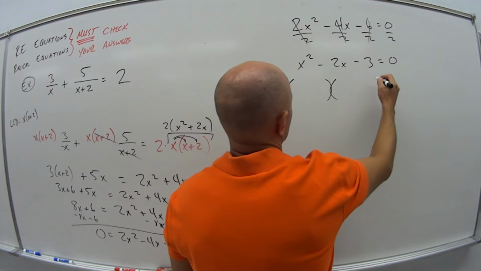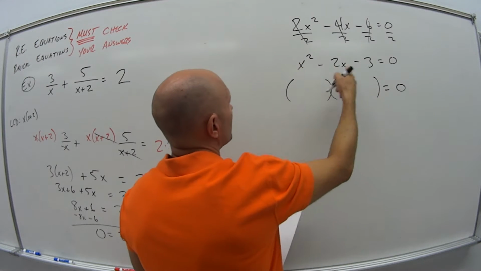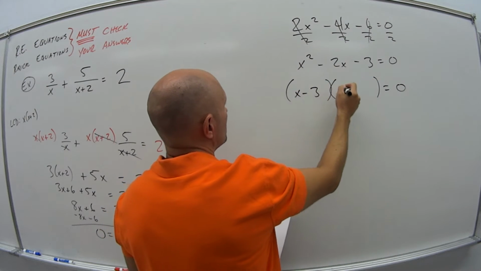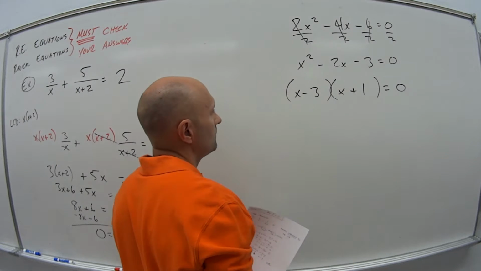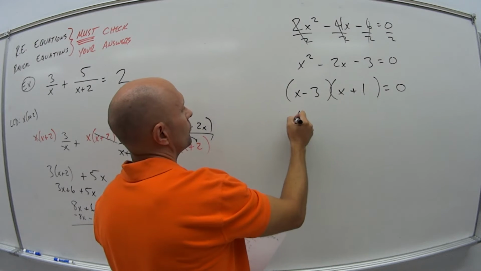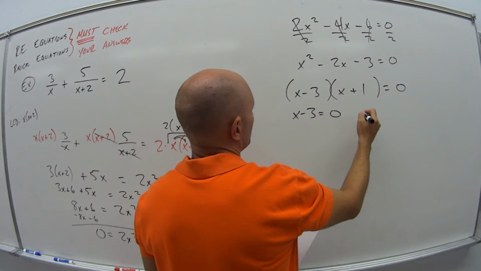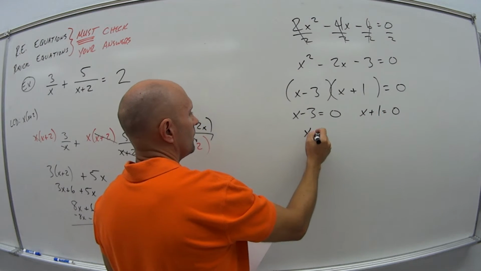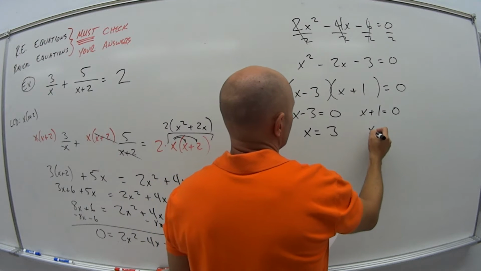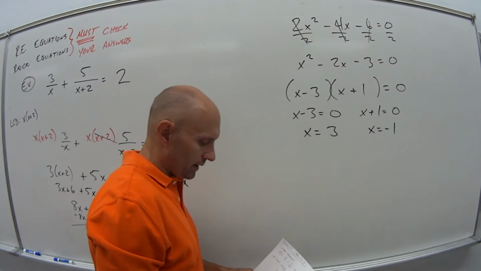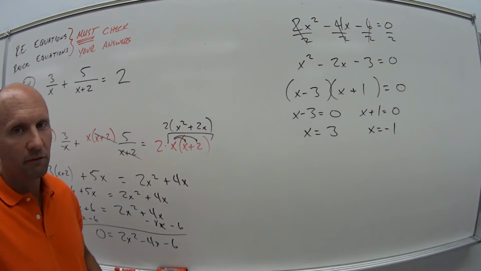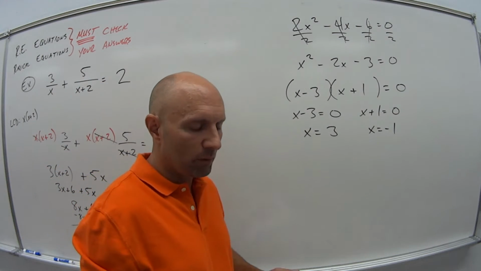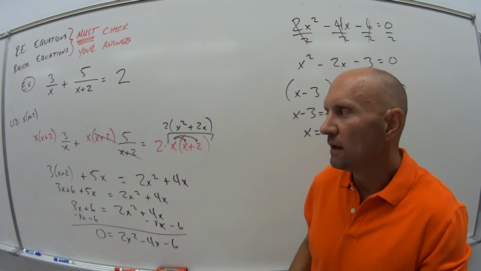And now if I factor this, what do I get? Well, I get x minus 3 times x plus 1. Now I can use the zero product property. So x minus 3 is 0, x plus 1 is 0. So that means x equals 3 or x equals negative 1. But I have to check this. Remember, once I get an answer, I need to check.